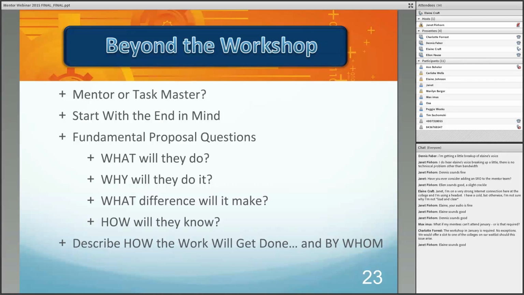As the mentoring activity progresses through the spring, you will want to stimulate your teams to clearly articulate what they will do, why they will do it, what will be different as a result of doing it, and how they will know whether or not what they did made a difference. Once these initial questions have been answered, the remainder of the project description is largely about how the work will get done and who will do the work. This, too, is a very important part of a strong proposal.